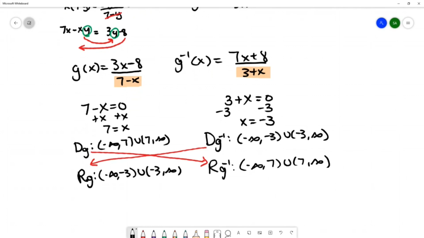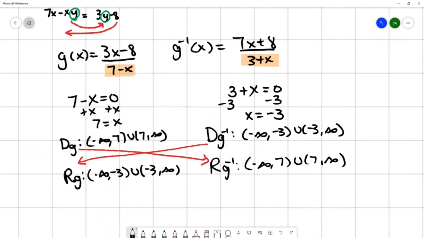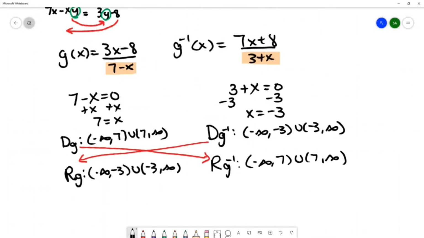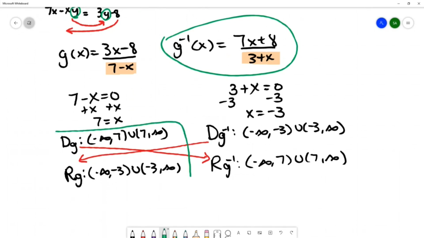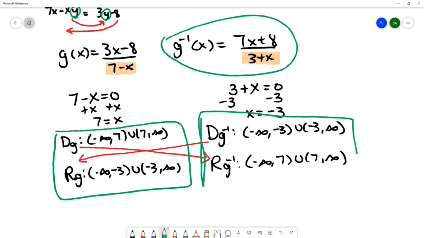So our strategy for finding the range is that we use the domain of the inverse. So we now have our inverse function, which is right here, 7x plus 8 over 3 plus x, and we have the domain and range of G and the domain and range of G inverse.